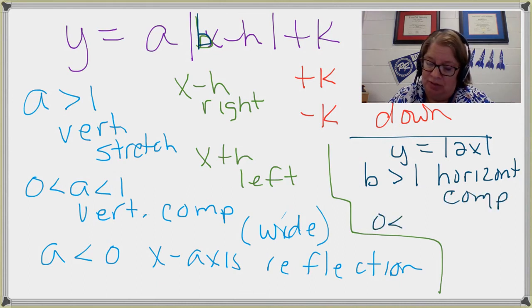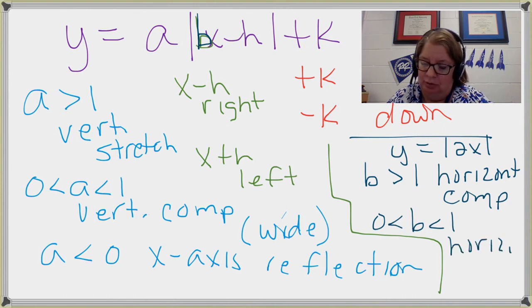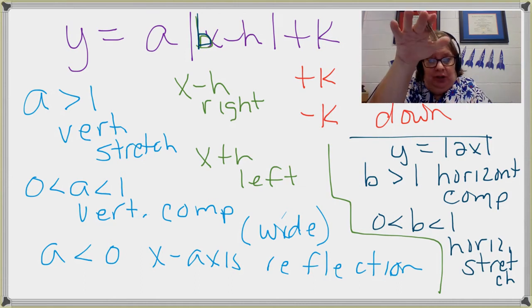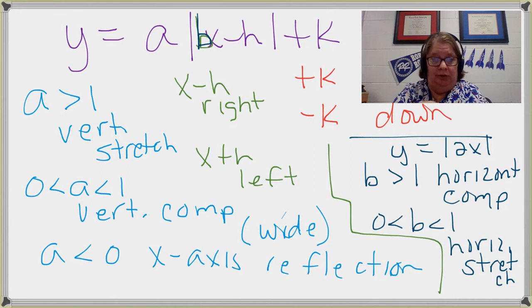If that b is between 0 and 1, that's a horizontal stretch. What happens to something if you stretch it horizontally? It gets wide. Okay, horizontal stretch, horizontal compression. Vertical stretch, narrow. Vertical compression, wide. Okay, you'll see much more with the a, not so much with the b, but I need to show you both. A negative in front always flips it over. All right, that's transformations. See you soon.